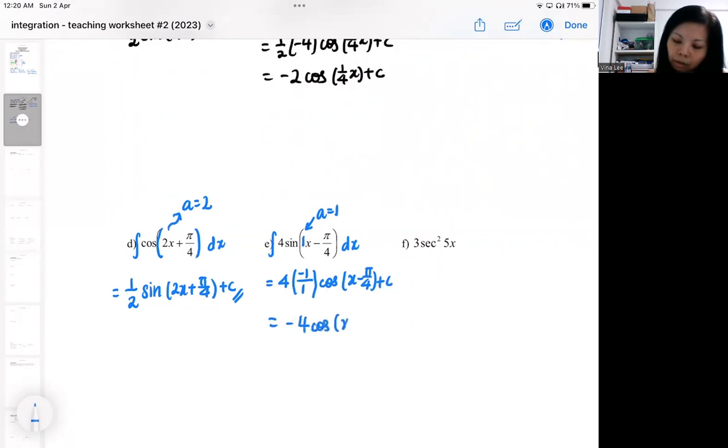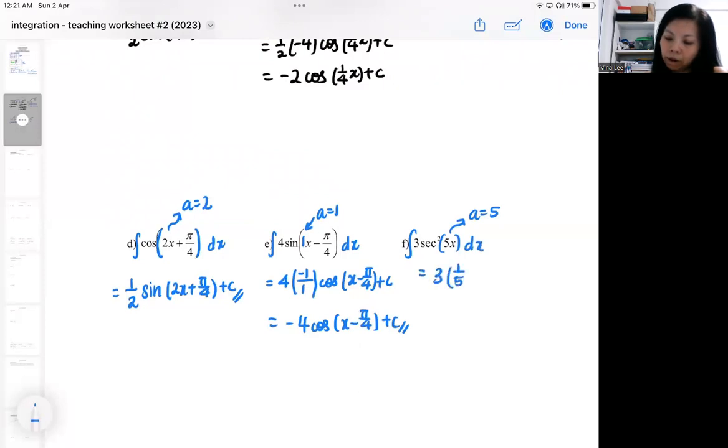So it's all about knowing what your a is. Okay, this part, a is 5, quite obvious. So if I integrate this, I will get 1 over 5 tangent 5x. And that will just be 3 over 5 tangent 5x.